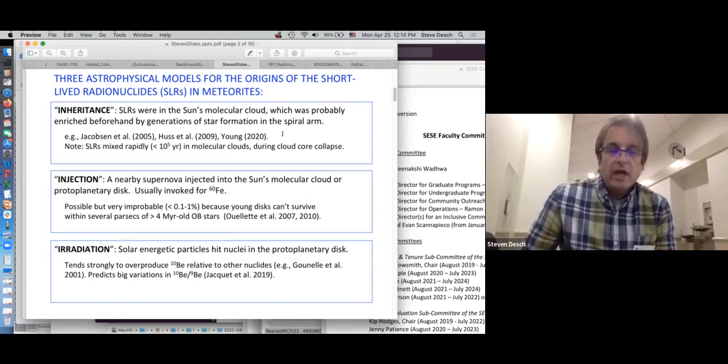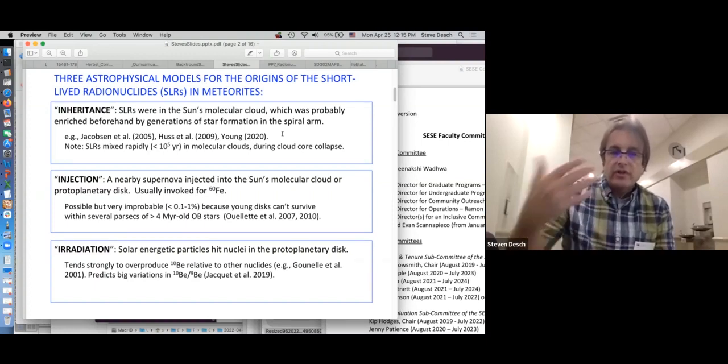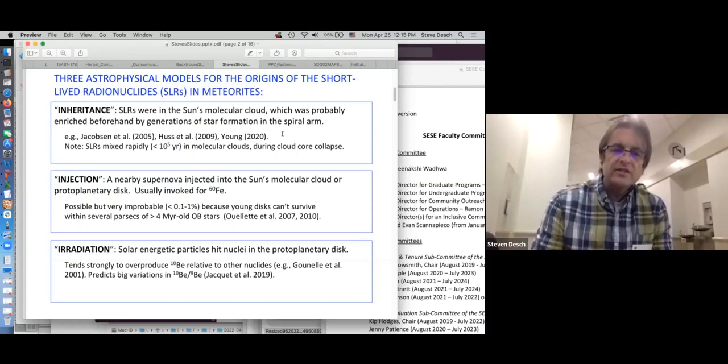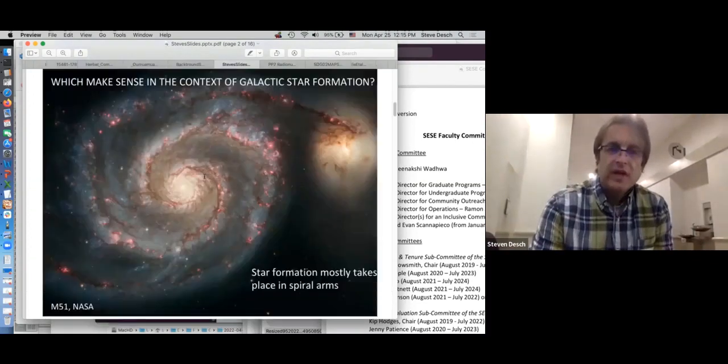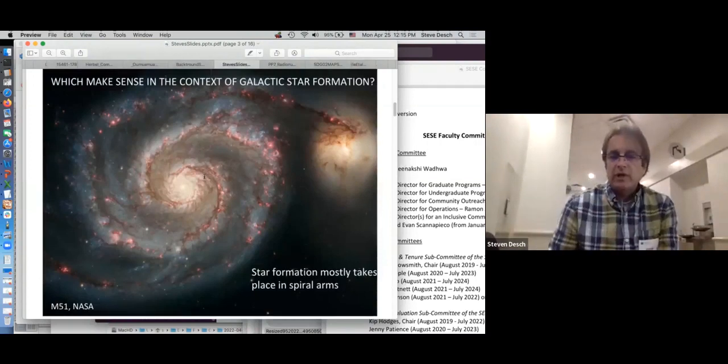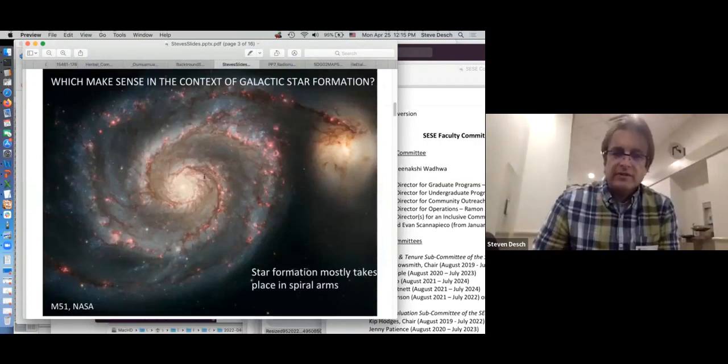2001, for example. The tendency of these models is that they're really good at making beryllium-10, which is another radionuclide, for reasons to do with just the nuclear physics of it. And it would predict big variations in how much beryllium-10 different things in the solar system have. So these are the classes of models. And to judge these, we have to take a look at star formation and how that actually proceeds. So I wanted to give an astronomical perspective about this.